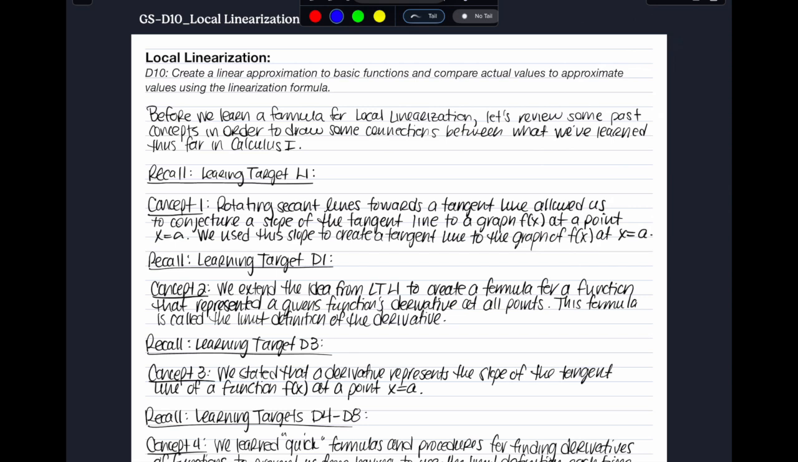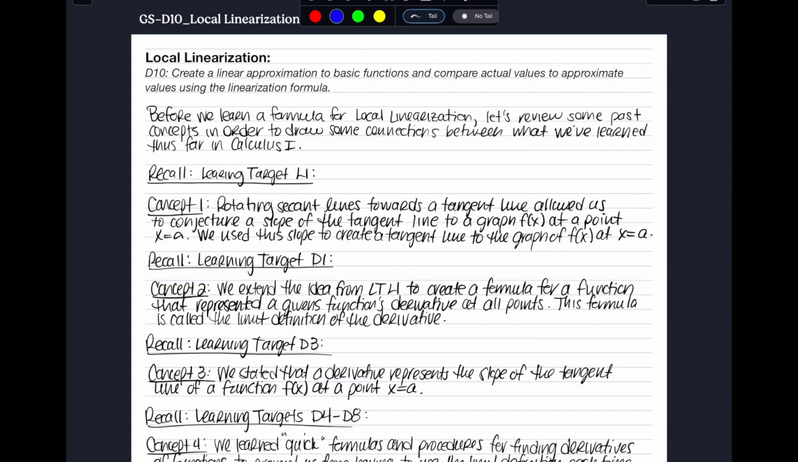In this video, we are going to discuss the Learning Target D10 guided study. Learning Target D10 is local linearization, where we are going to create a linear approximation to basic functions and then compare actual values to approximate values using the linearization approximation.